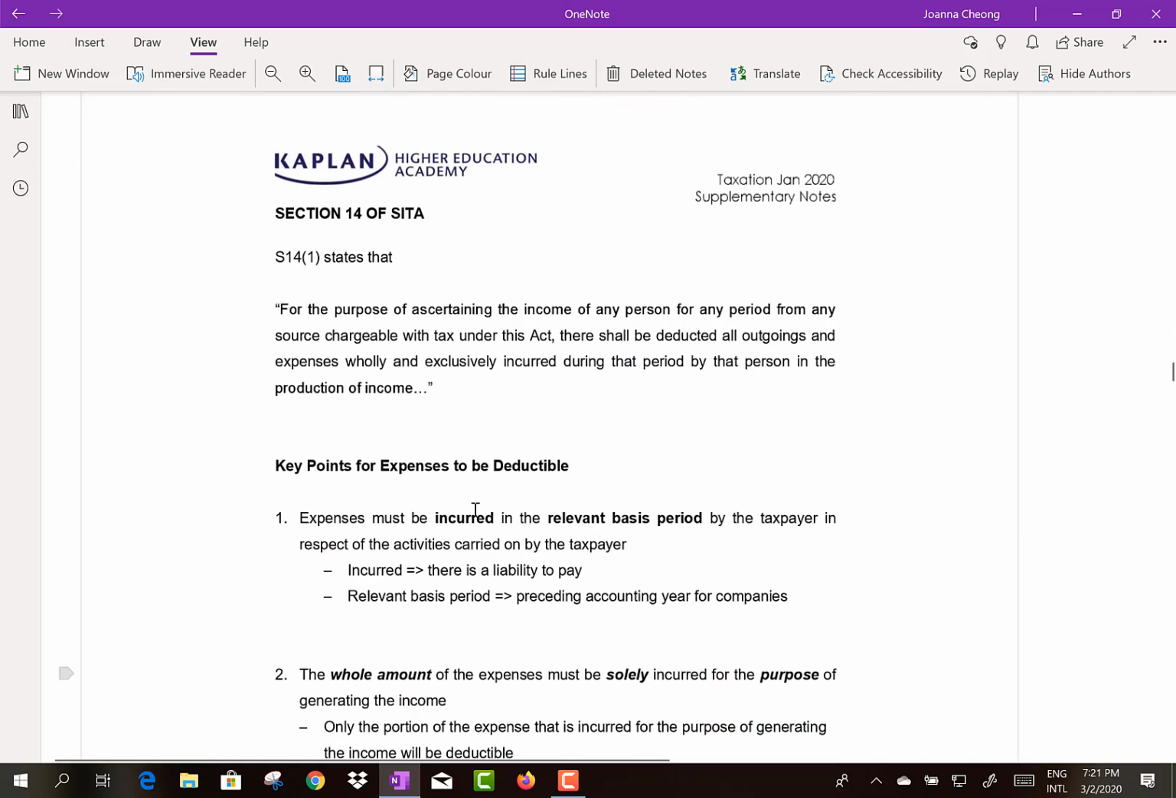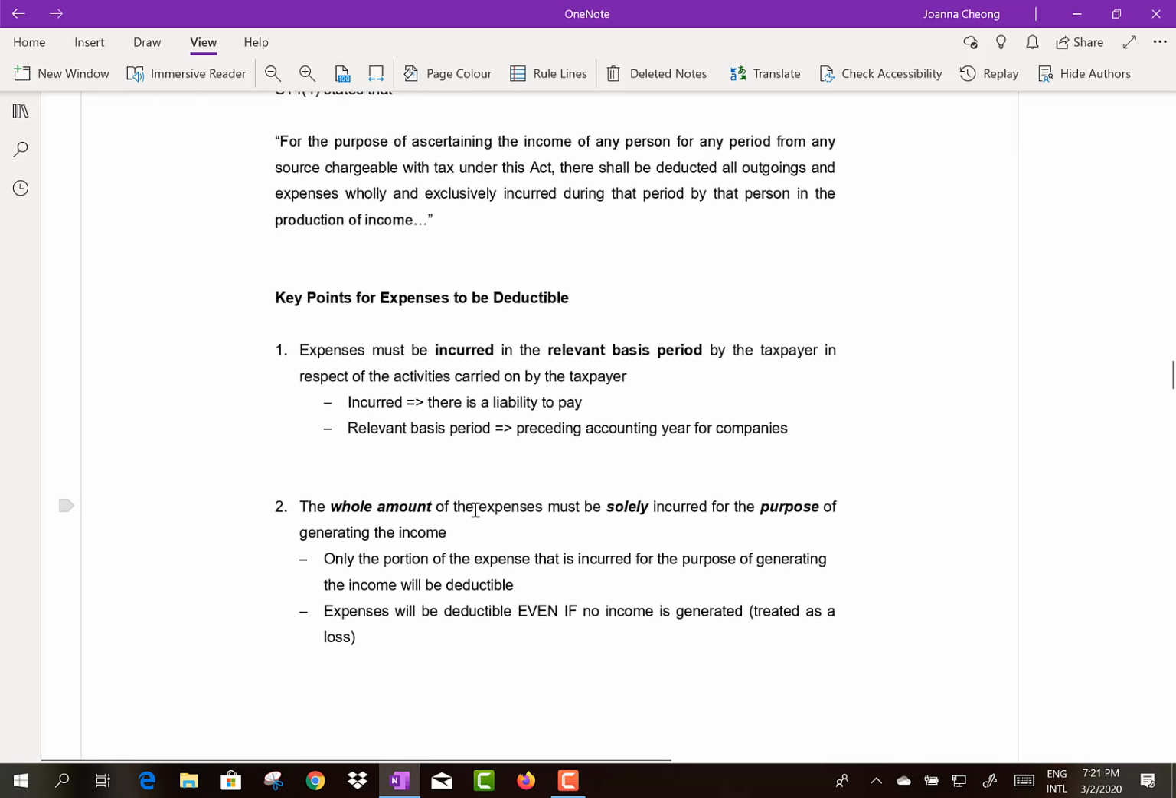Now we are going to look at some expenditure that will be common in examination. So we will be moving on to section 14. Section 14 is your deduction rule. Alright, just some pointers for you to take note. Expenses must be incurred in the relevant basis period by the taxpayer.